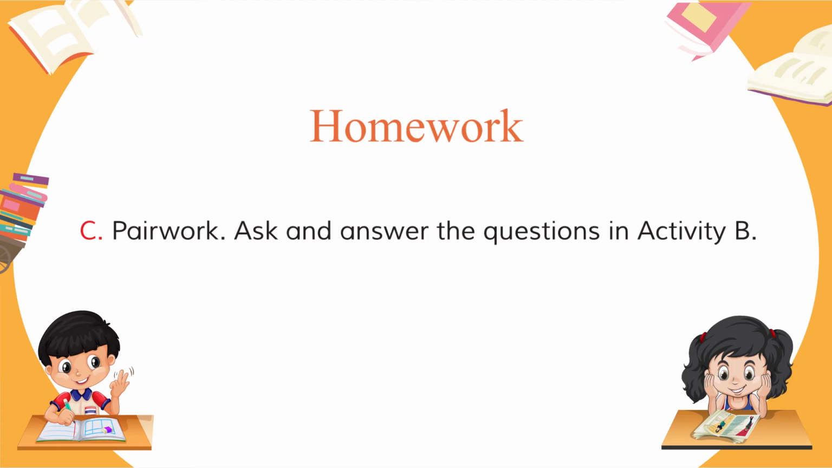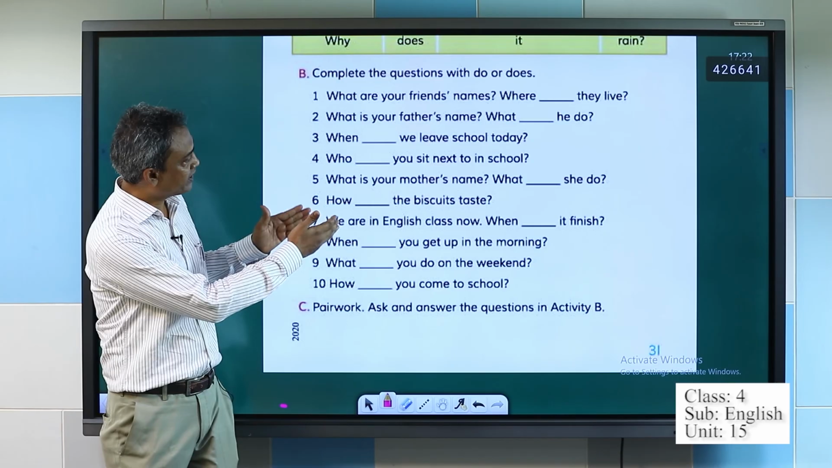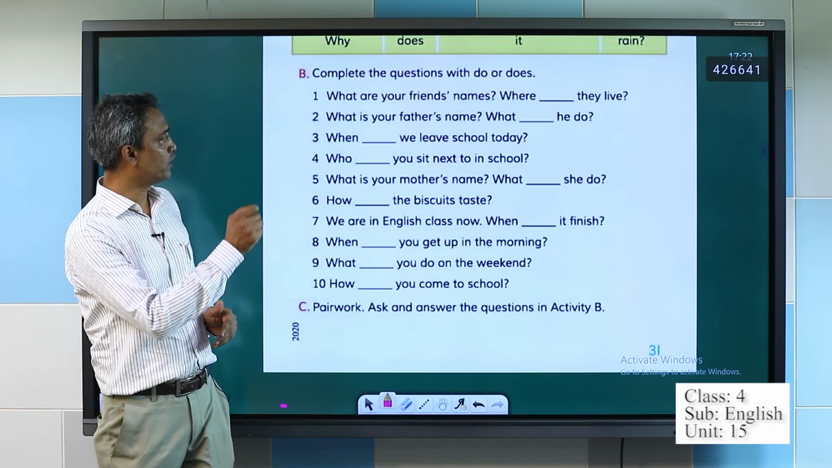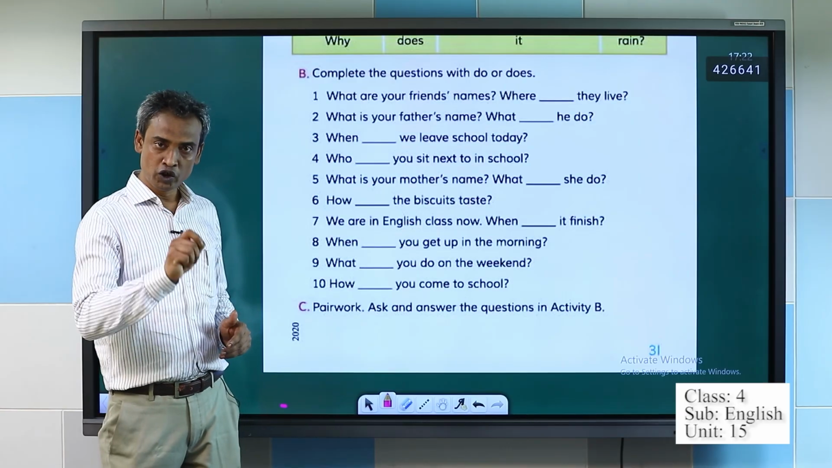It's time for your homework. Your homework is activity C. Pair work. Ask and answer the questions in activity B. অর্থাৎ বি অ্যাক্টিভিটি থেকে প্রশ্নগুলি করবে এবং এর উত্তর দিবে। এই উত্তরগুলি আবার খাতায় লিখবে। That will be your homework.